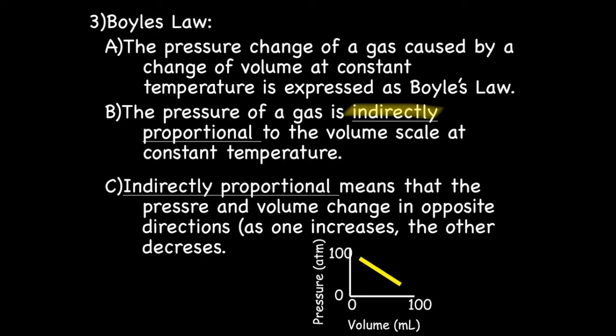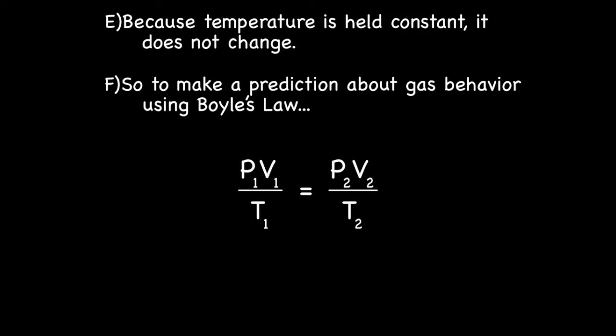So unlike directly proportional, where the variables move in the same direction, inversely proportional means that the variables move in opposite directions. Okay. Because the temperature is held constant, it does not change. So for predictions about gas behavior using Boyle's Law, we're only going to deal with the pressure and volume. So this time, we get to ignore the temperature. So we'll be using P1 times V1 equals P2 times V2.